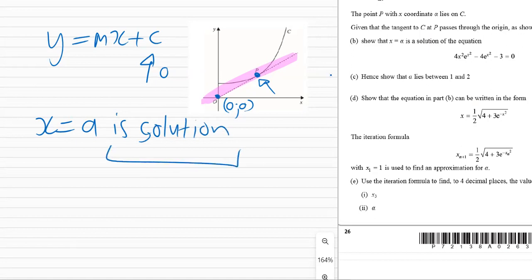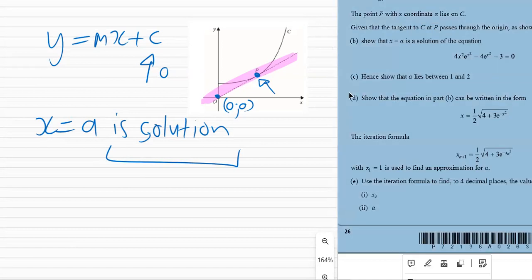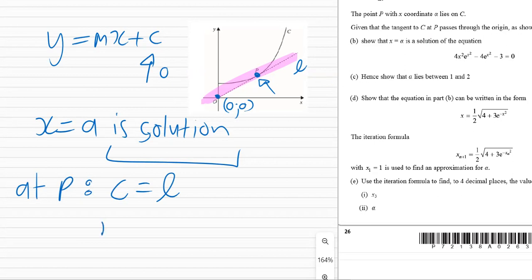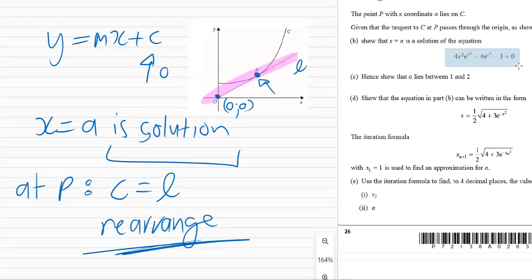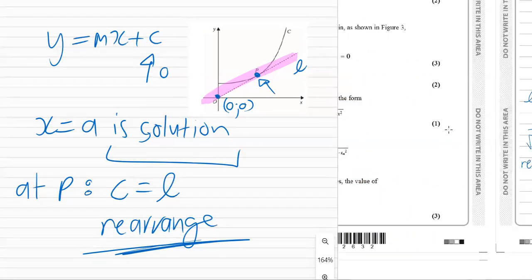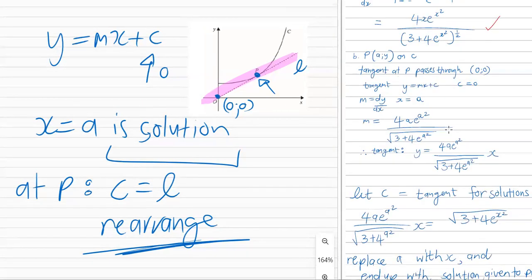When I see "solution," I think, well, we're looking at point P. So if I name this pink thing L, we're going to let C equal L, because at point P, C equals L, and then rearrange it in order to make it look like what they've asked for, which is this. Okay, so I'm going to look at my previous working and just make sure that's what I actually did, or if I didn't. I'll do both.